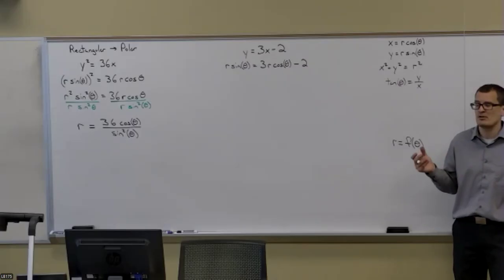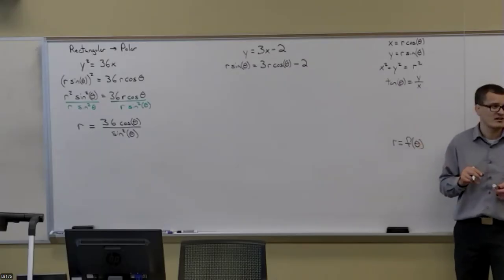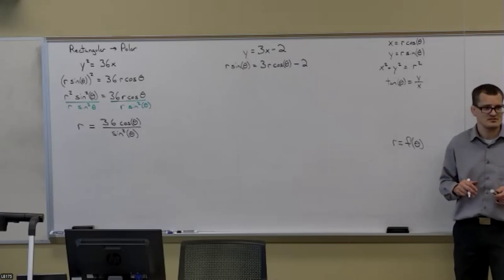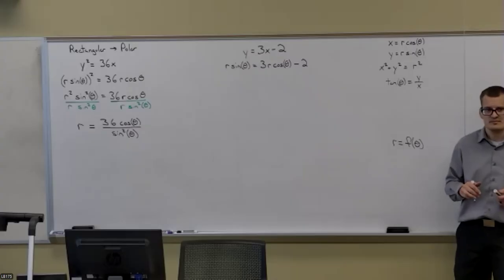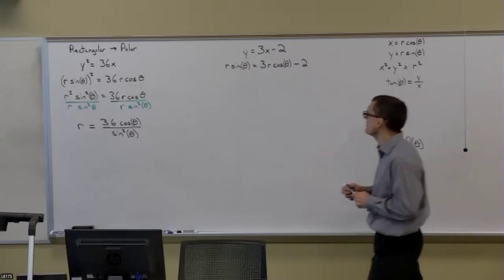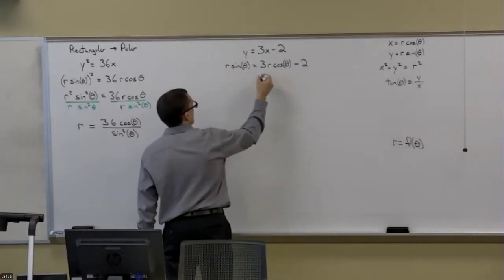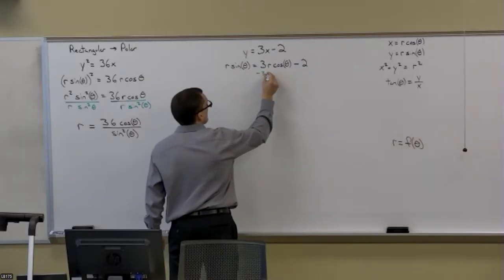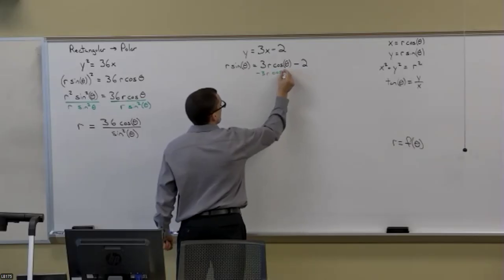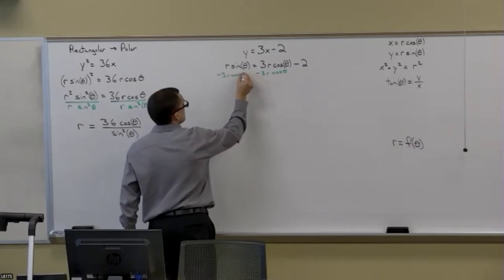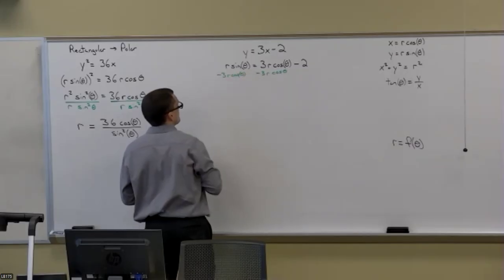There are a couple of different ways to solve for r here. I'm going to show you the way that I like most, but after that, I'll also show you the way that I like second most. So we just need to solve for r. Since all of my r's are only occurring once, I'm going to subtract 3r cosine theta from both sides.